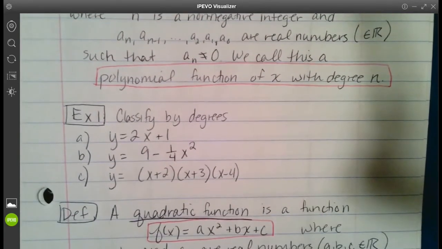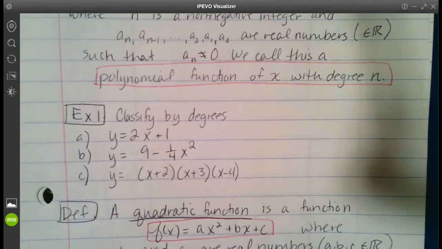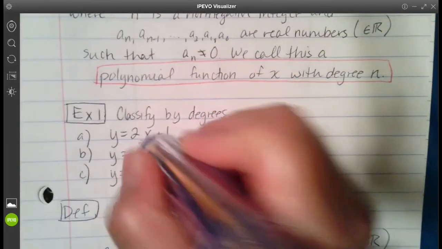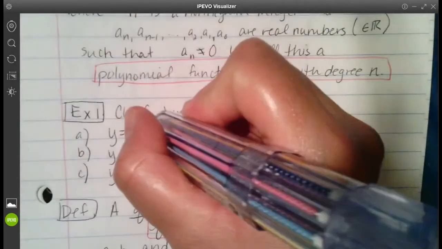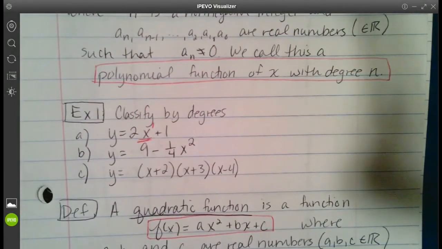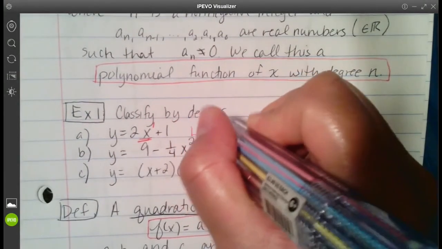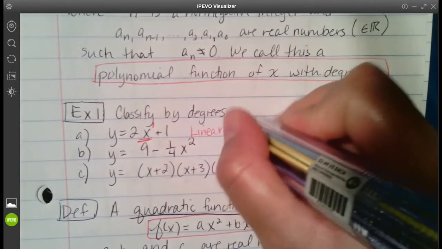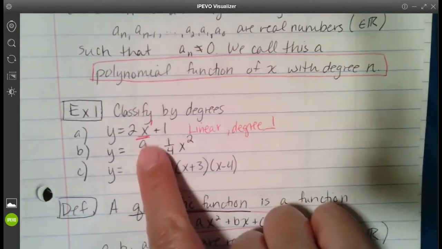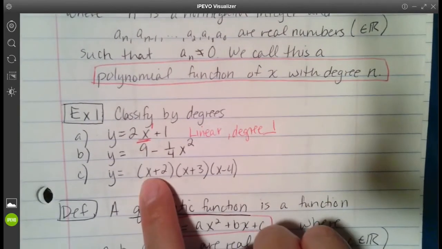So in example 1, we're going to just classify it by degrees and name it by its polynomial name. So for letter A, we have y is equal to 2x plus 1. We can see that our highest degree here is going to come from this x, and there's that imaginary 1 right here. So this polynomial function is actually a linear function, with degree 1 because of that power right there.